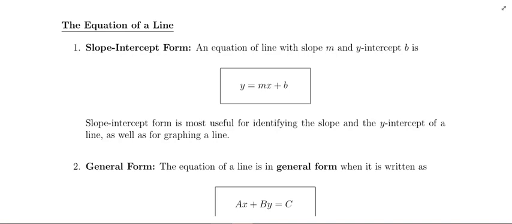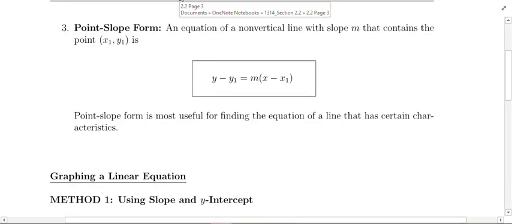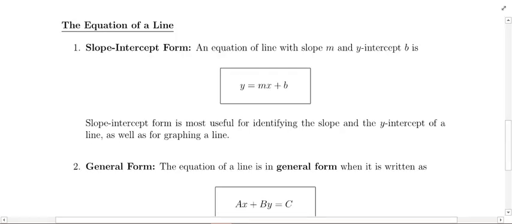So we are now going to turn our attention to the equation of a line. How do you recognize that an equation represents a line? Now, the equation of a line can come in three different formats. There's slope-intercept form, general form, and then at the top of page 3, there's also something called point-slope form. So we're going to go through each of the types and discuss.